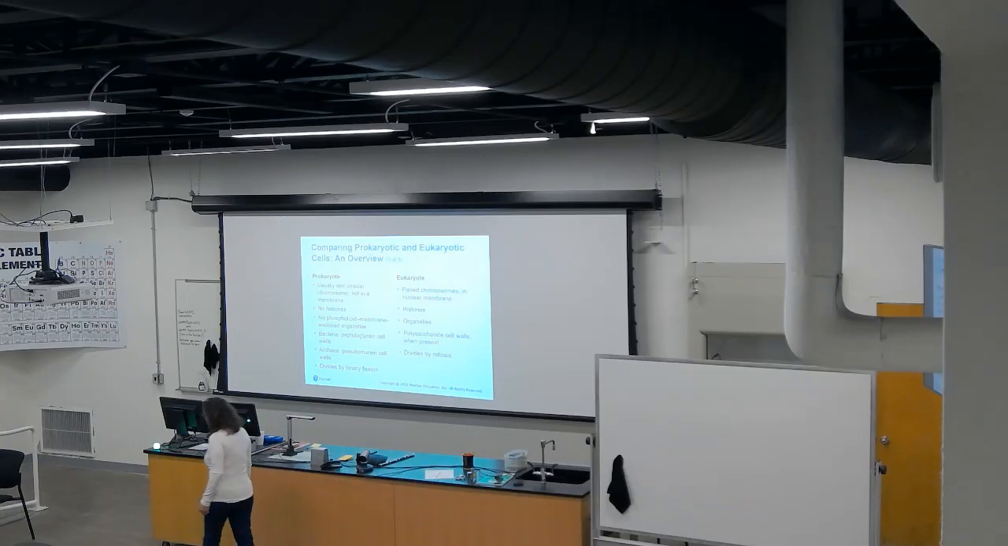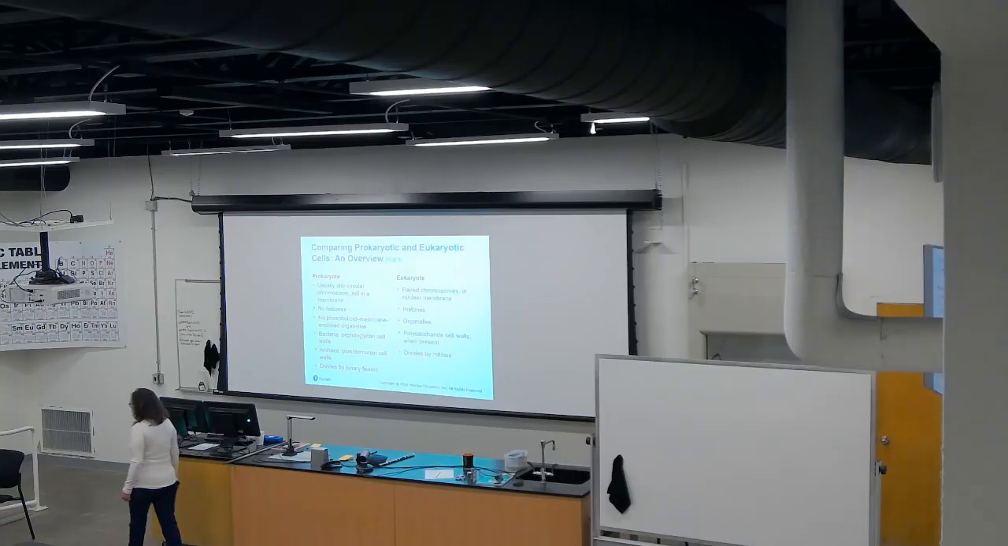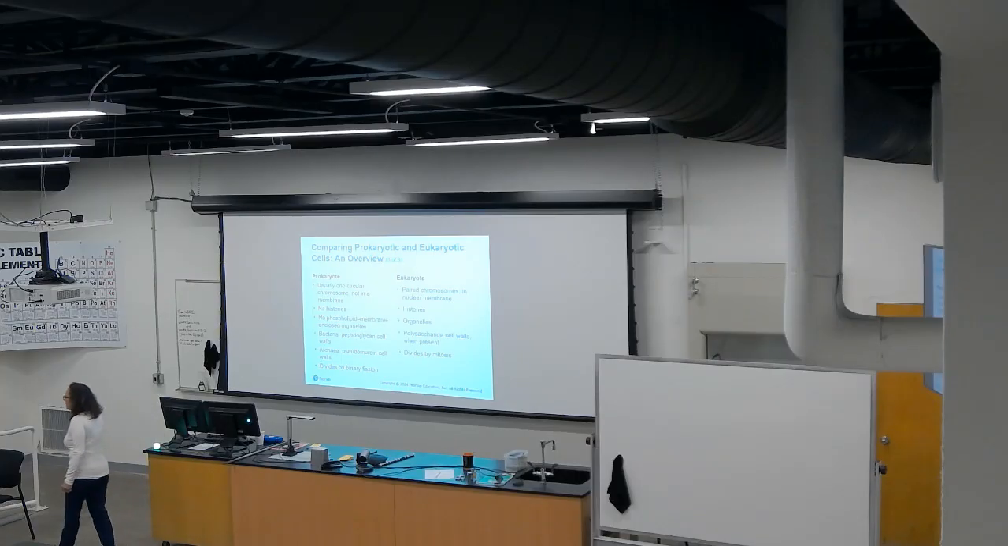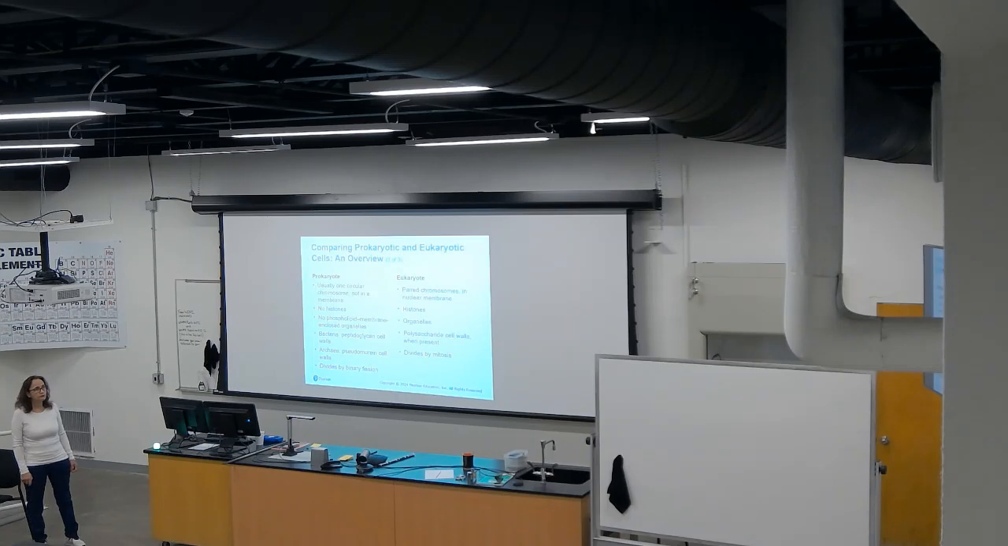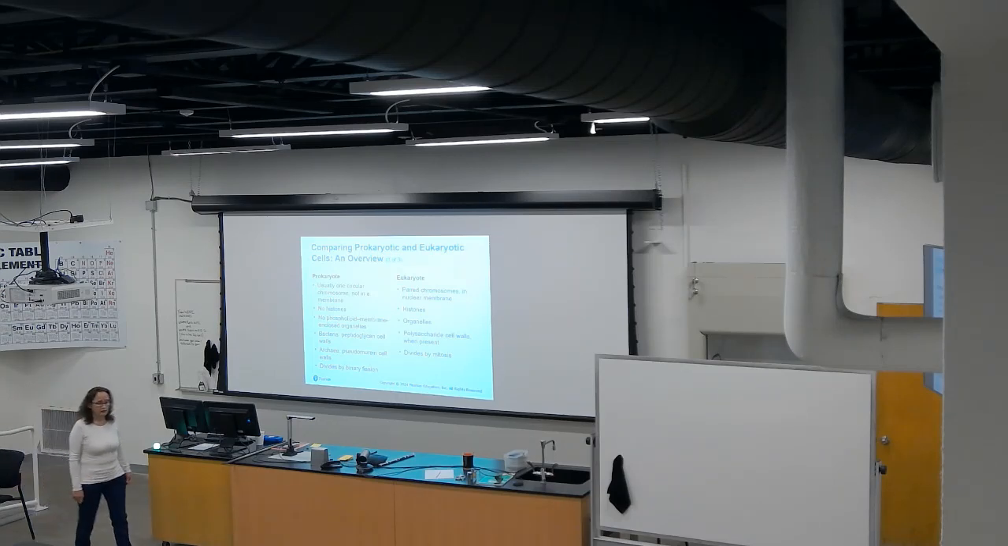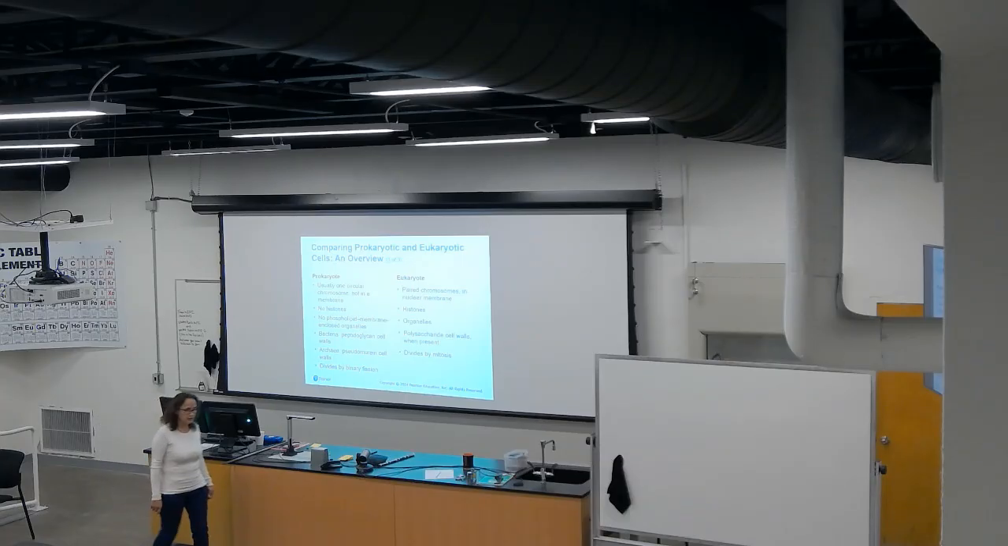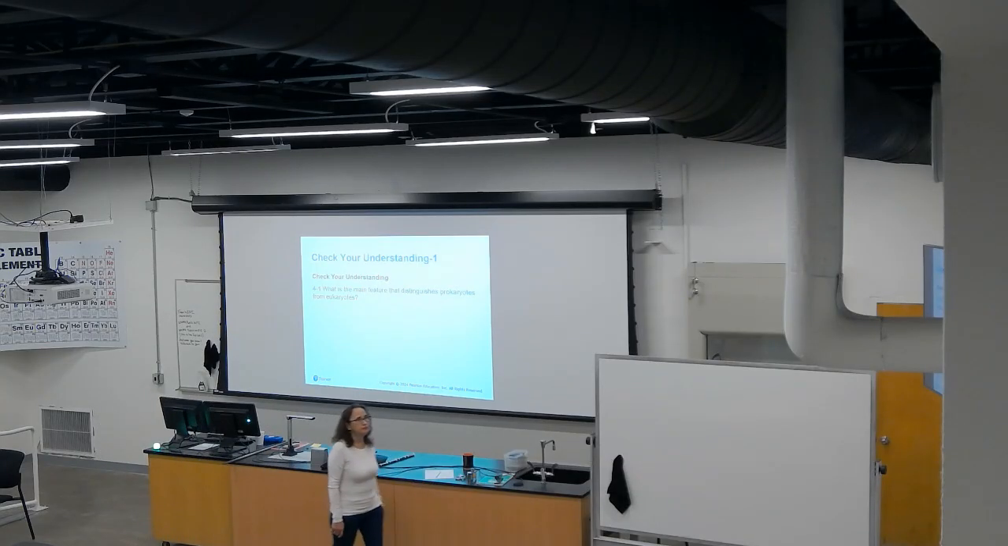The cell walls of eukaryotes will have a polysaccharide, and they do have organelles, like mitochondria, rough endoplasmic reticulum, smooth endoplasmic reticulum, and Golgi apparatus. And they have multiple chromosomes that are linear. And this DNA is enclosed in a nuclear membrane. So that's a general overview.